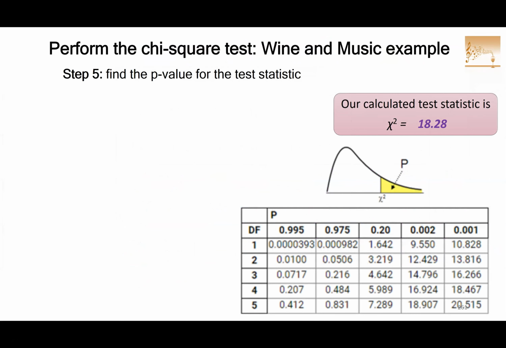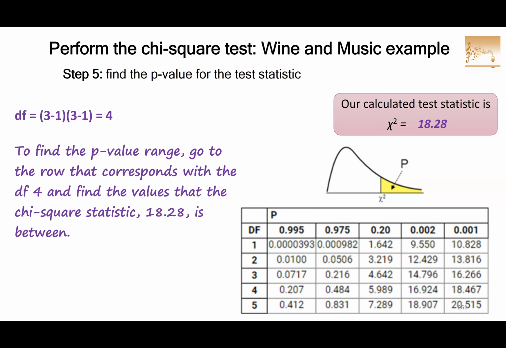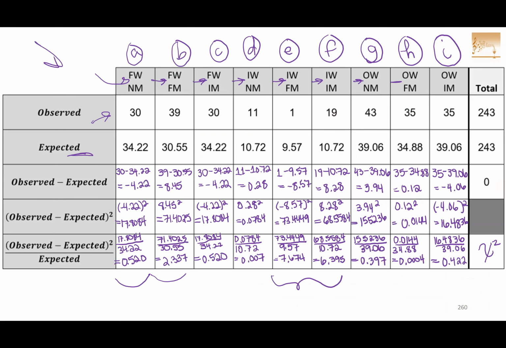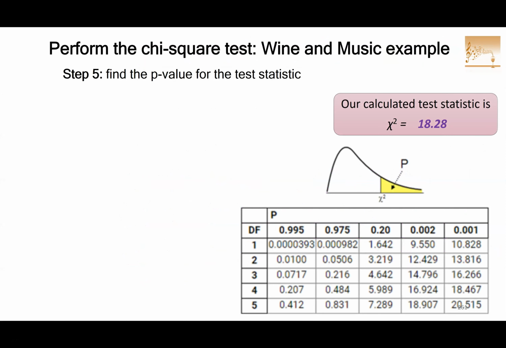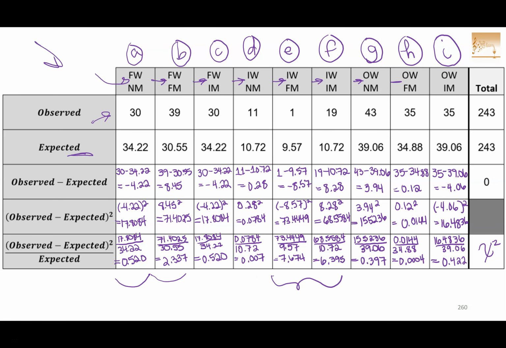So now perform our test here. If you add this all together, you get a chi-squared test statistic of 18.28, something like that. Definitely Italian wine, French music, and Italian wine, Italian music contributed the most to this test statistic by far. Which isn't too surprising. We definitely thought something funny was happening with Italian wine.